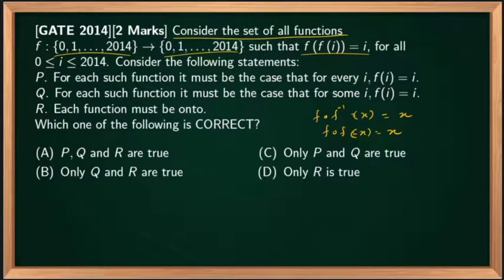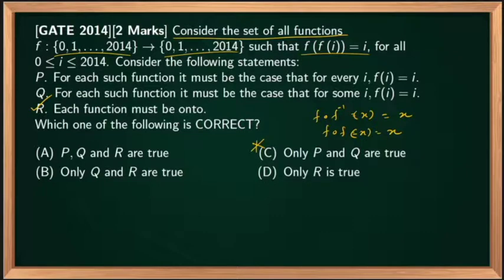So that means the function has got an inverse. So the function should be a one-to-one correspondence function, that means the function should be onto and one-to-one. So the statement R is correct, because it says that that type of function should be onto. So choice R is true. So if you see, this choice is wrong, so the answer may be A, B or D.